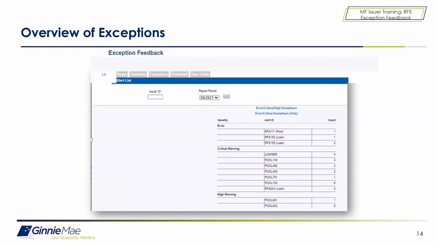Here is the exception feedback tab, which displays the outstanding exceptions. If you are missing pools or loans, this is where you would see the count of the missing RFS 111 pool exceptions, which is 1, and outstanding 3 missing loans RFS 204 exceptions. If you remember from the RFS summary screen, which was the prior slide, there were 4 loans missing. This exception feedback screen only shows 3 loans missing. This difference in the missing loan count occurs when a pool has not been reported. Once the pool is reported, the RFS 204 will generate. Also, this particular issuer has other outstanding exceptions which will need to be worked.